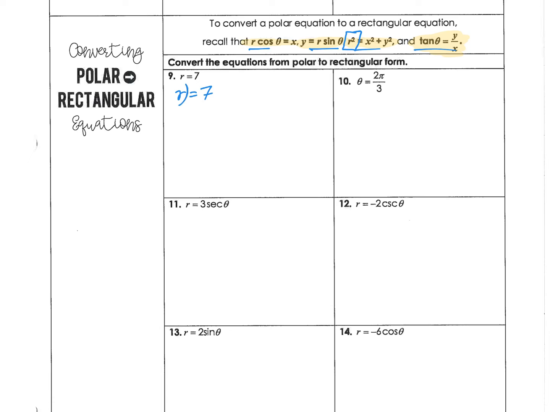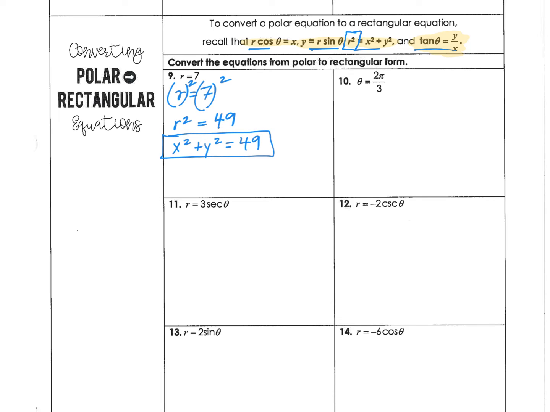So we're going to start by squaring both sides. So we get r squared equals 49. Now we can actually do the substitution. So what am I going to sub in for r squared? x squared plus y squared. And that is a rectangular form of this equation. And no, I'm not going to make you solve for y, even though I ought to.